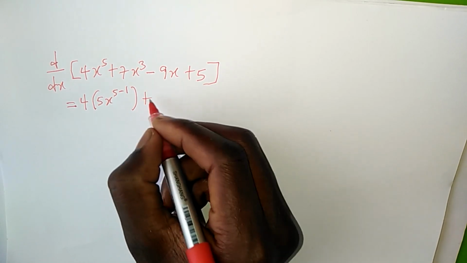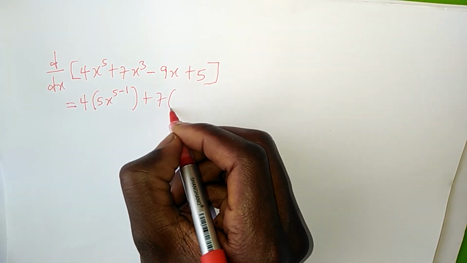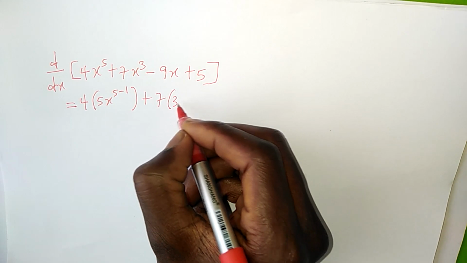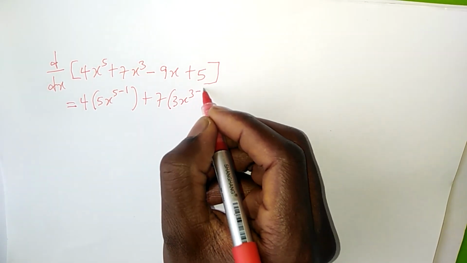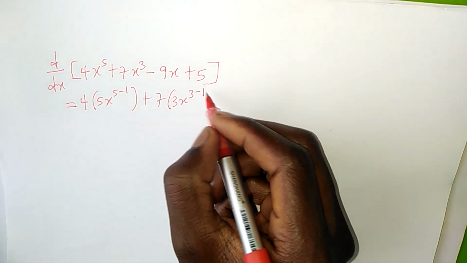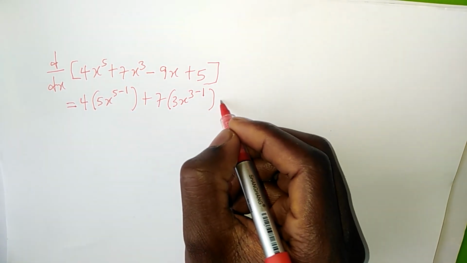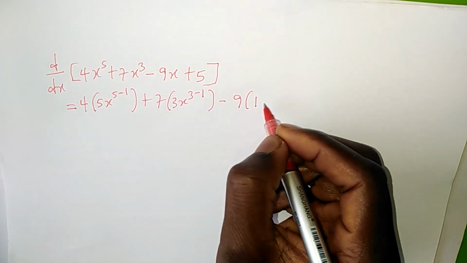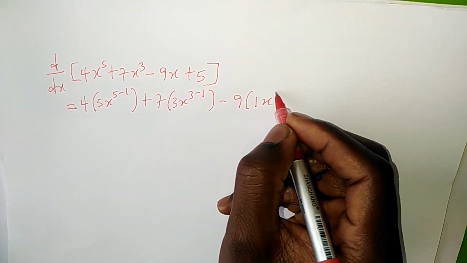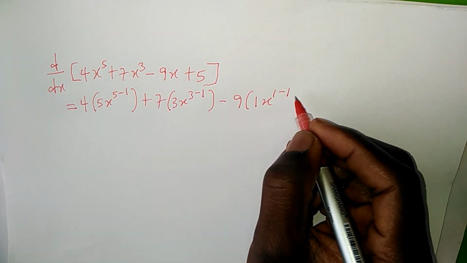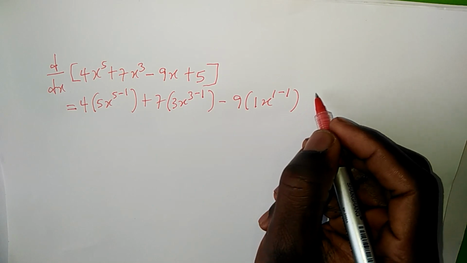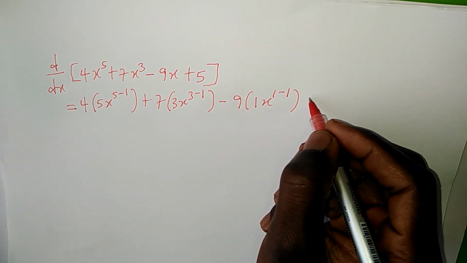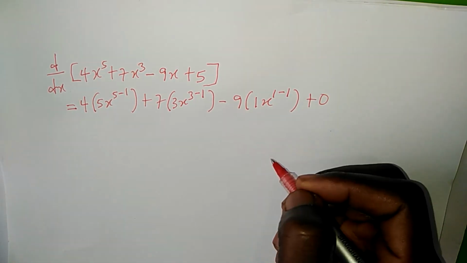You put plus 7, open bracket, 3x to the power 3 minus 1. And you put minus 9, 1x to the power 1 minus 1. Then the derivative of a constant, we said earlier, is 0. So it's going to be plus 0.